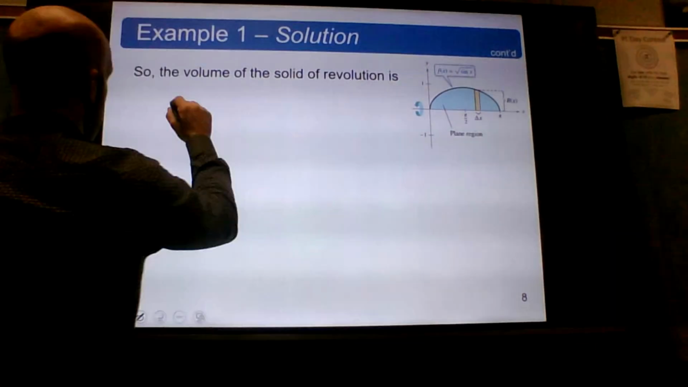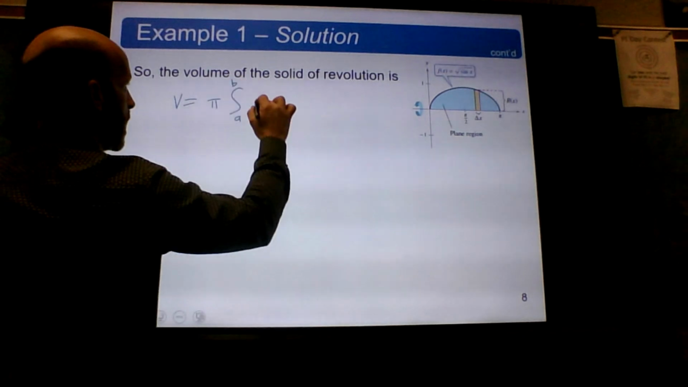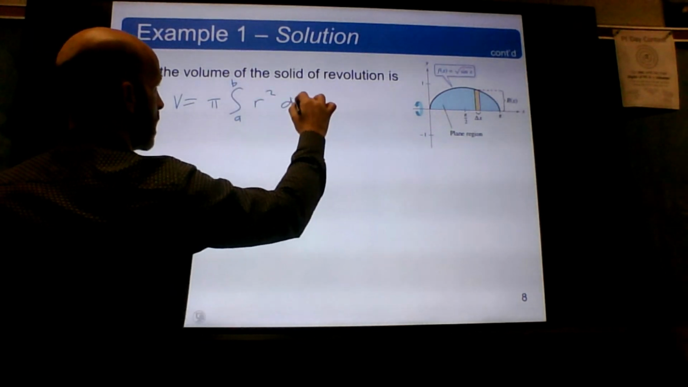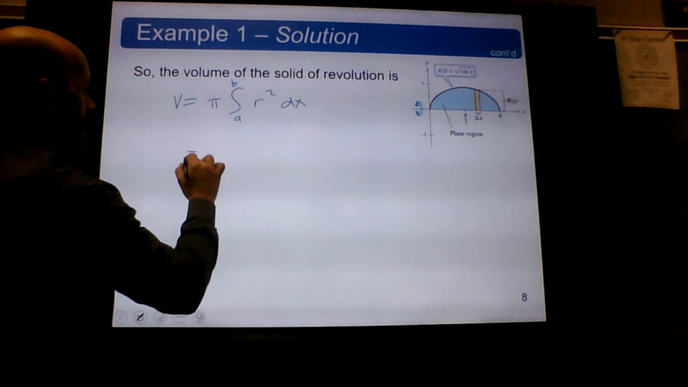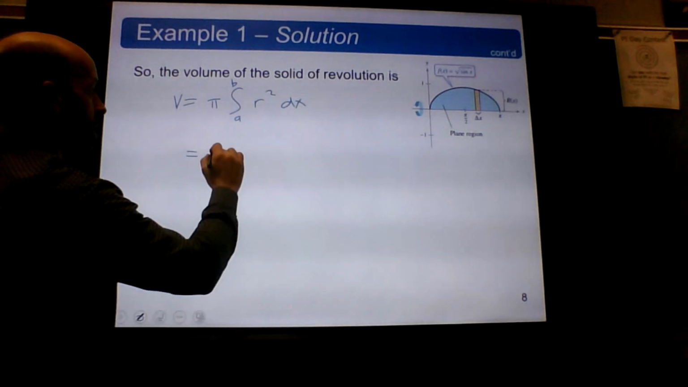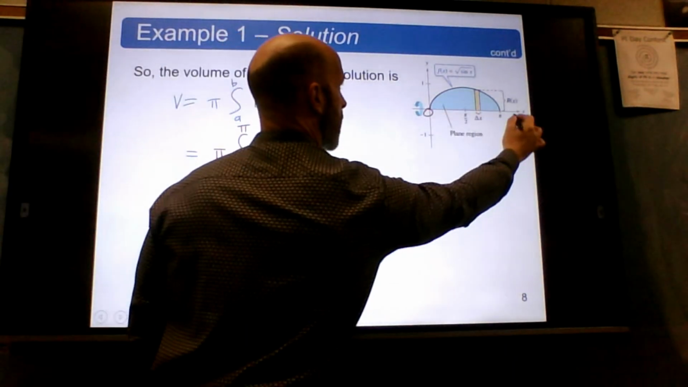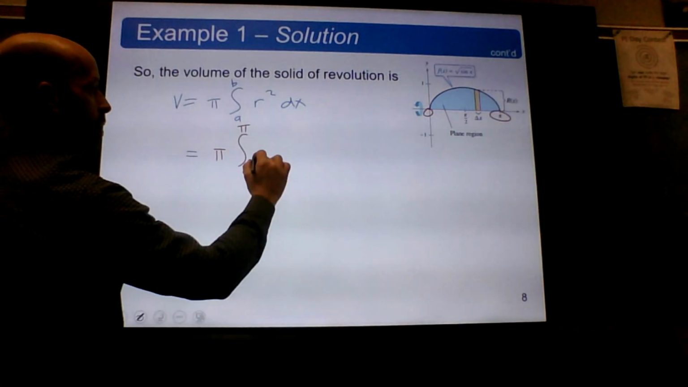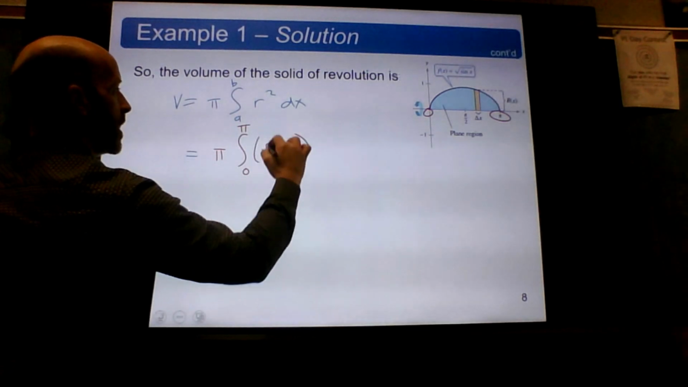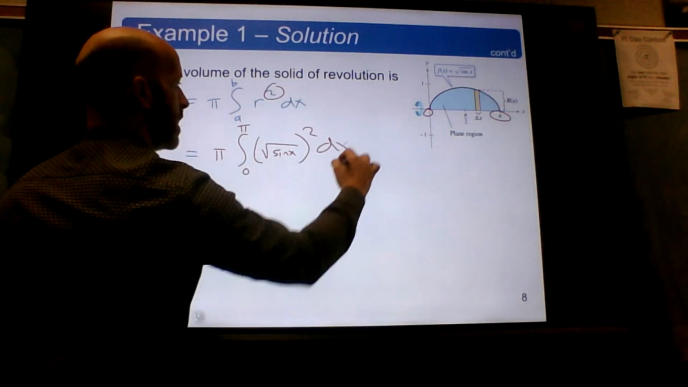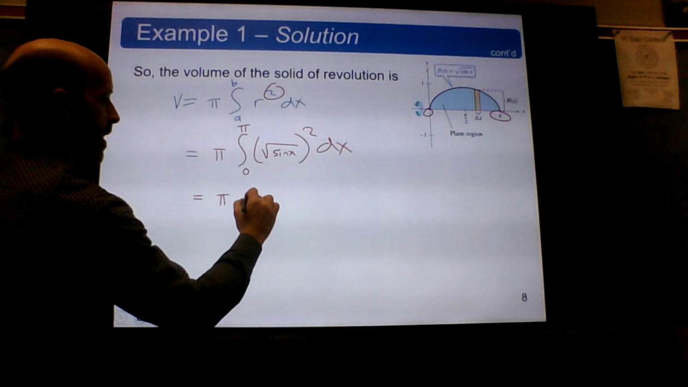So here's how this would go. We're just going to say that the volume is going to be pi times the integral from a to b of r squared dx, where r is the function. So in this particular problem, it's going to be going from 0 to pi, because that's where we're starting and where we're finishing. And then we're going to do the square root of sine x, but then we need to square that, dx.